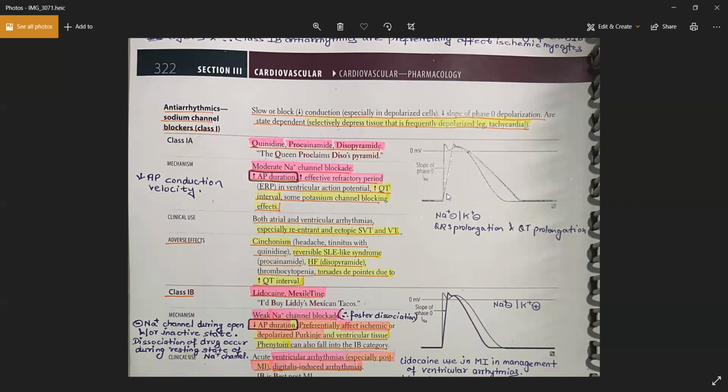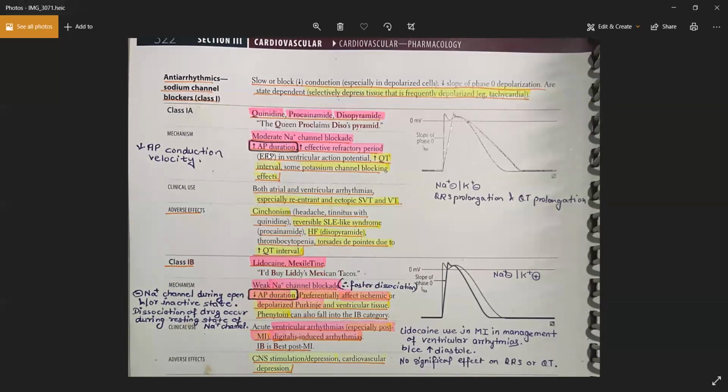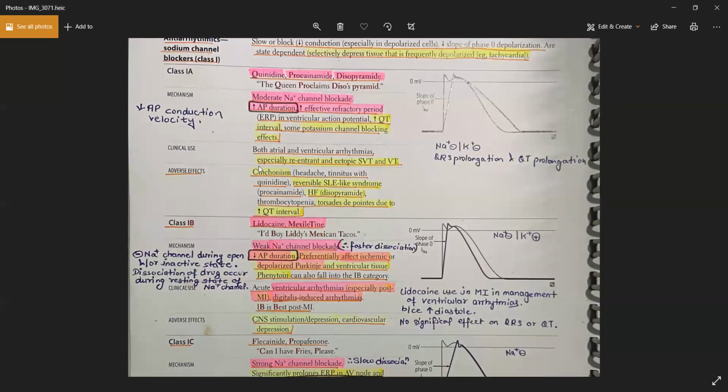Ultimately, as you can see, the duration of the action potential is increased. Very important. And the effective refractory period, which means the time in which no new impulses can be generated, will also be increased. Very important. Clinical use: they are used for ventricular arrhythmias mainly, although they can also be used for atrial arrhythmias.